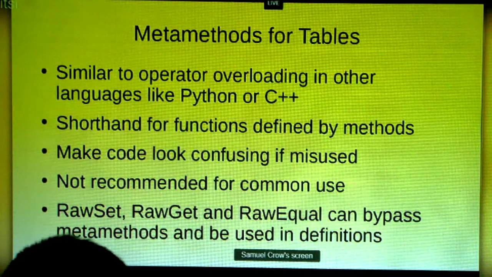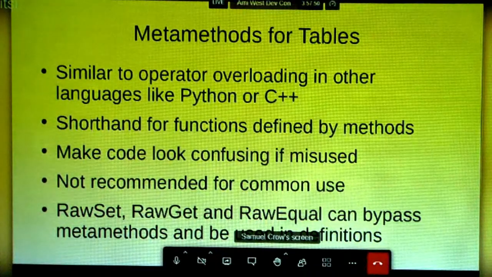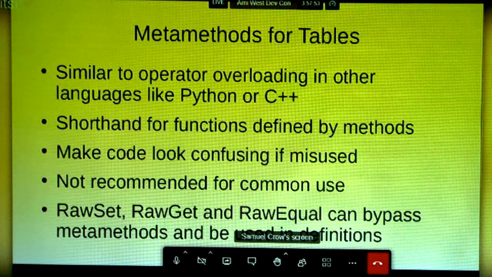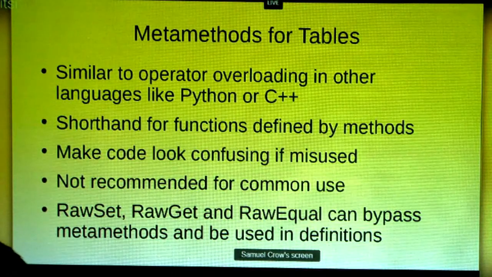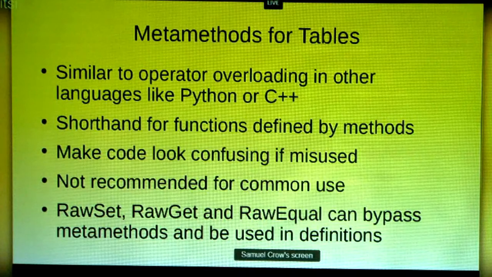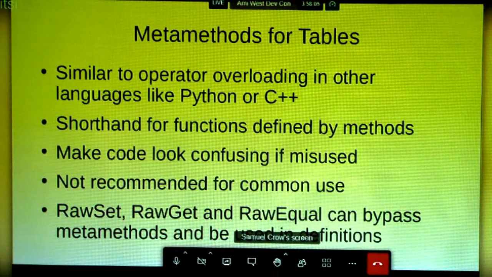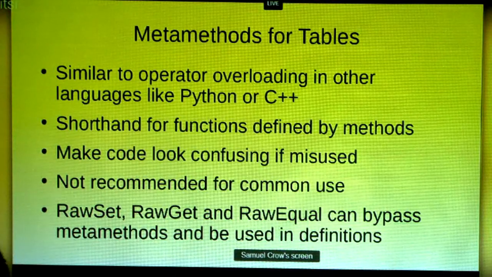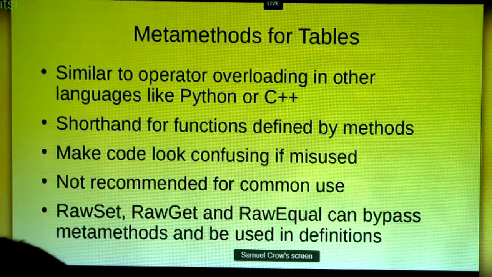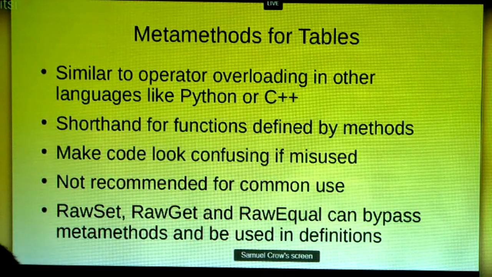I'll only make a brief mention of meta methods for the table data type. It allows math functions and other operators to be defined for specific tables having the same meta table, such as making a table into a function lookalike. Avoid using it if possible because it makes code look confusing. It can be bypassed using the raw get, raw set, and raw equal so that the table characteristics are always accessible either from within a meta method or bypassing them. It's kind of like it says in the slide, operator overloading.